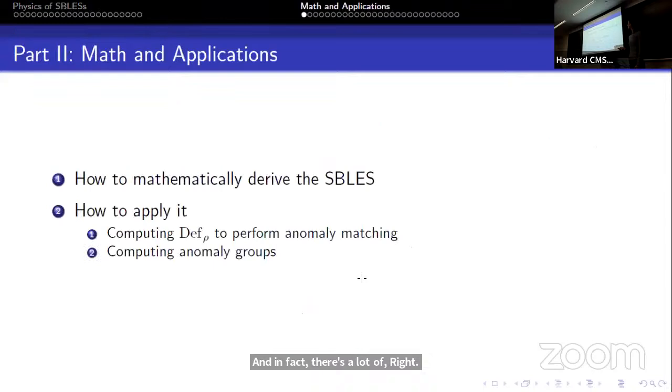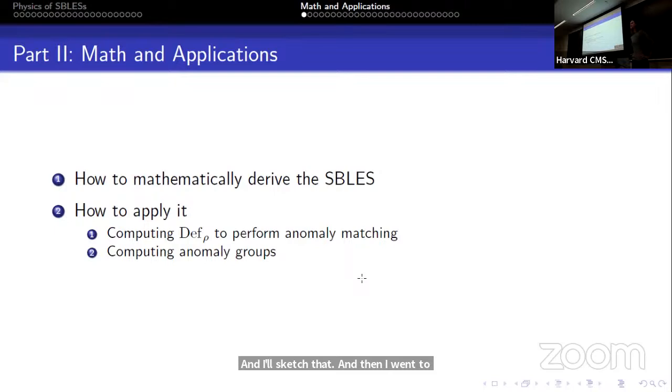So now we're going to come to part two, where I'll say a bit more about the math and a couple of applications. So the first thing I want to sketch is how to mathematically derive this long exact sequence. How do we know it forms a long exact sequence? I'll sketch that. And then I want to talk about a couple of applications of the fact that we have a long exact sequence.